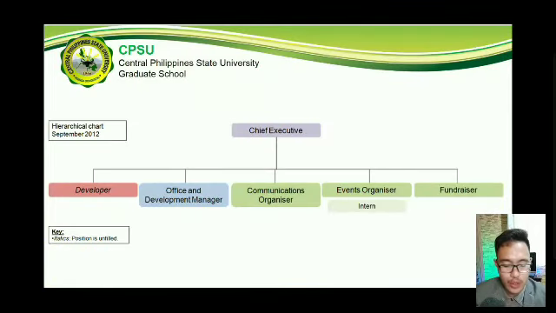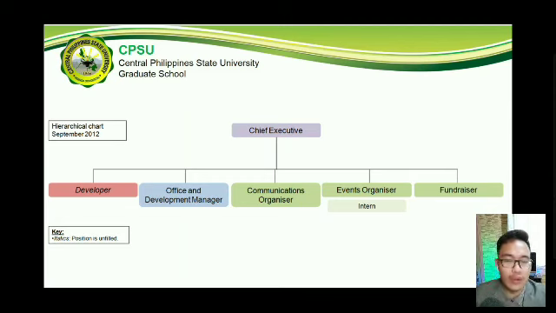A flat organization, also known as a horizontal organization, has an organizational structure with few or no levels of middle management between staff and executives. There is no middle management in the hierarchy of the organization. As you can see in the diagram, this is an example of a flat organization, or what we call a horizontal organization, which is more suitable for diagonal communication flow. The purple one is the chief executive, who has direct contact with the developer. Also, the chief executive has direct contact with the office and development manager, and so on. So this is an example of a flat organization.